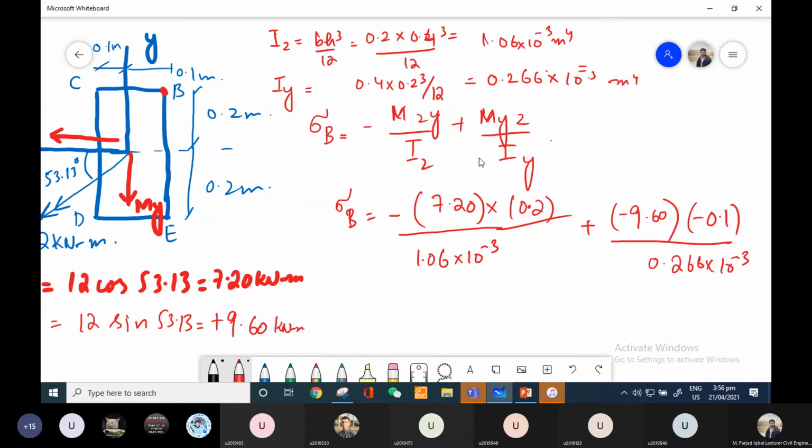And by the way, if we want to get the answer in megapascal, then we have to convert these moments into Newton. So multiply this one with 10 raised to power 3 and this one also with 10 raised to power 3. So what is stress at point B?